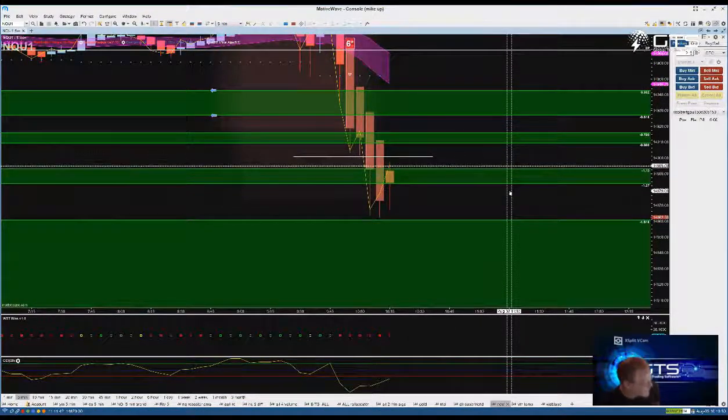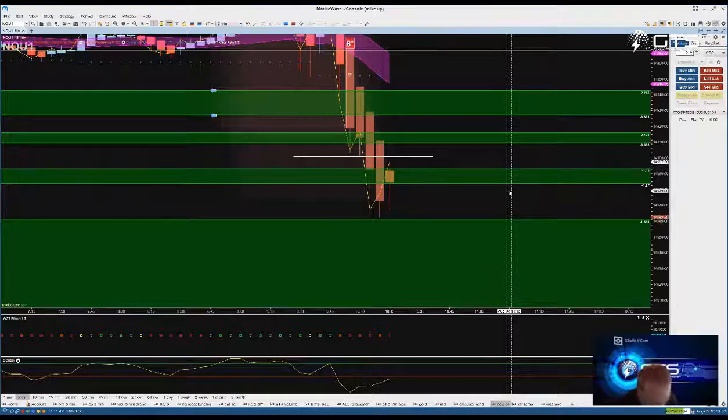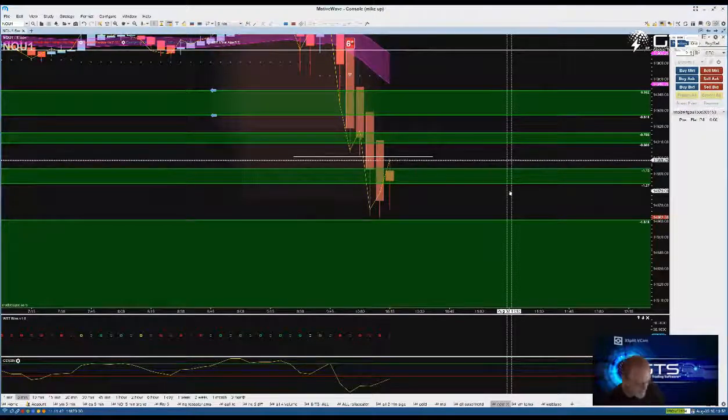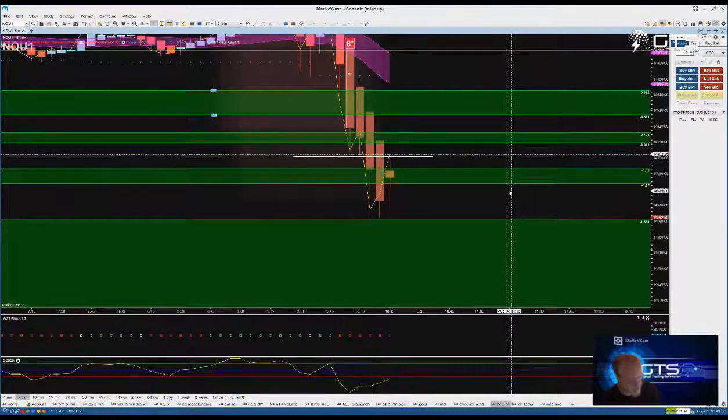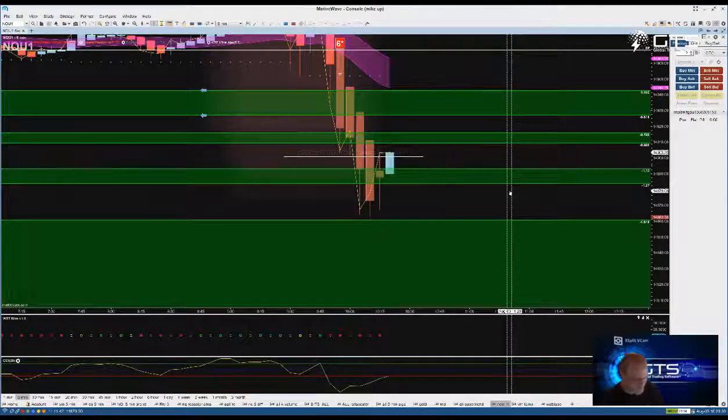I wish we could have gotten that one too, but like I said, I'm going to get me some more screens. I'd like to have a lot of screens. Traders like screens, man. We love screens.